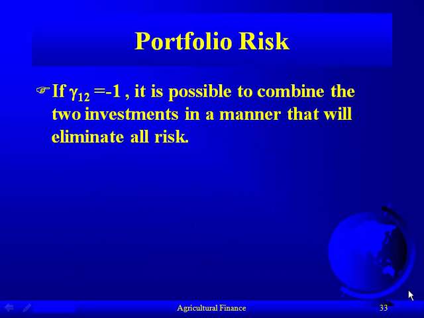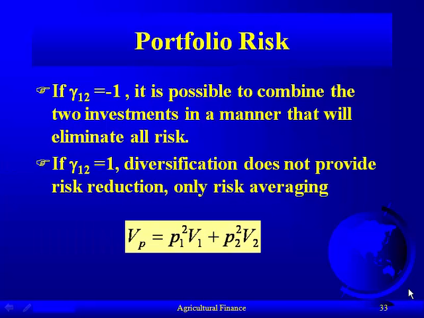Now, if the correlation happens to be -1, or perfectly negatively correlated, then it's possible to combine the two investments, the Microsoft and the Treasury, in a manner that will eliminate all risk. That's a little strange, isn't it? If they move exactly counter to each other, you can combine them in a way that the risk actually is zero. Now, to find two investments that are perfectly negatively correlated, that's a stretch, okay? But if they were, you could combine them to reduce all risk.